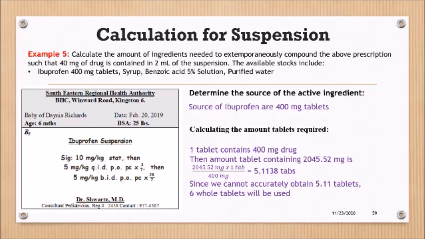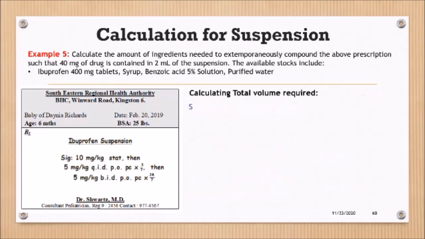Because on this earth, we cannot accurately obtain 5.11 tablets in your pharmacy or in whichever institution you are at. We are going to have to use whole numbers. All right, so we're going to use 6 tablets, 6 whole tablets. So this is going to change the dynamics of the volume now.